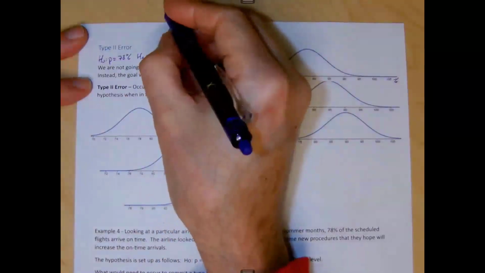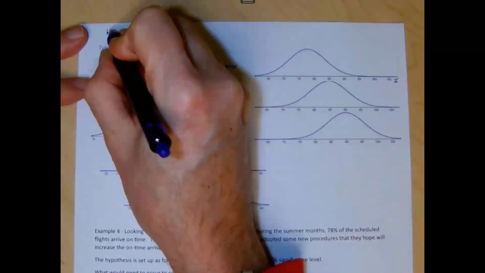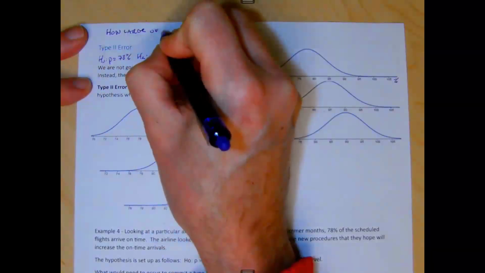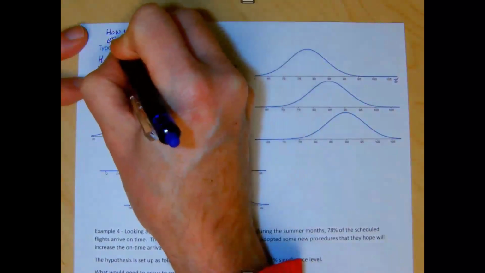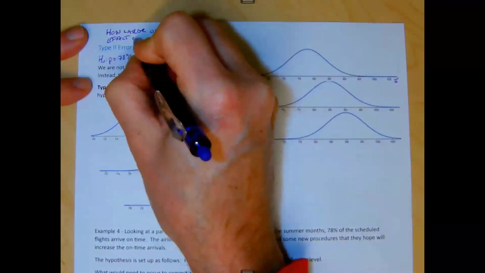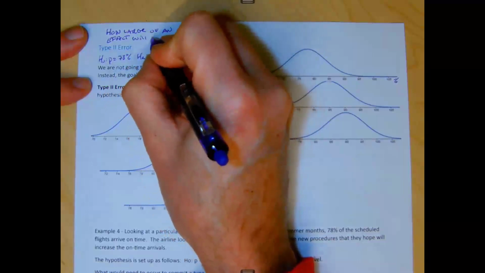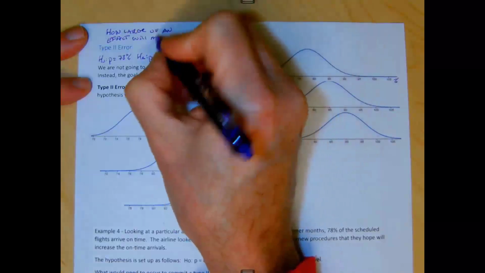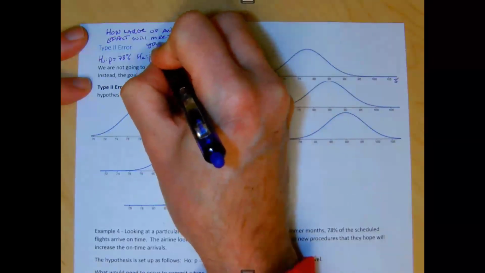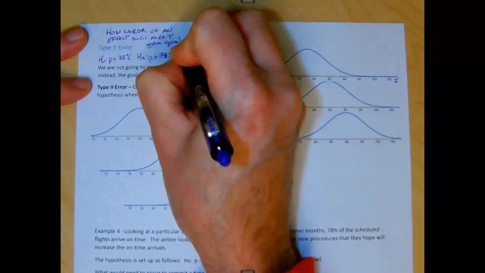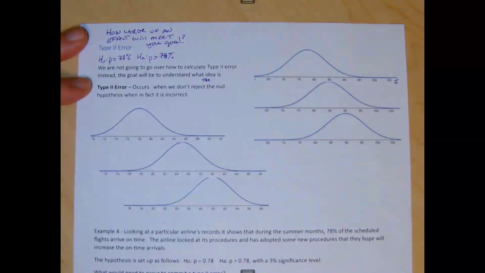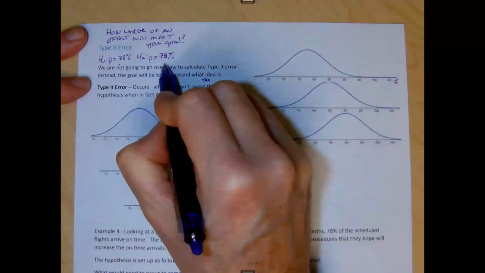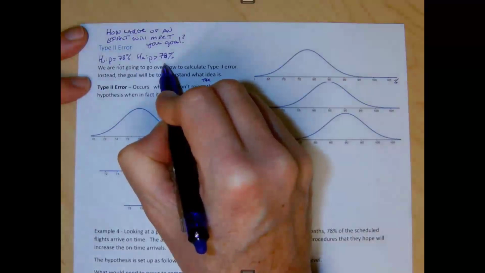Here's the first thing you want to do when you're conducting a hypothesis test. You need to ask this question: how large of an effect will meet your goal? What are you talking about? Well, let's look at what's happening here. Right now, the online rate is 78%. We're trying to change a procedure to increase it to some value greater than 78%.